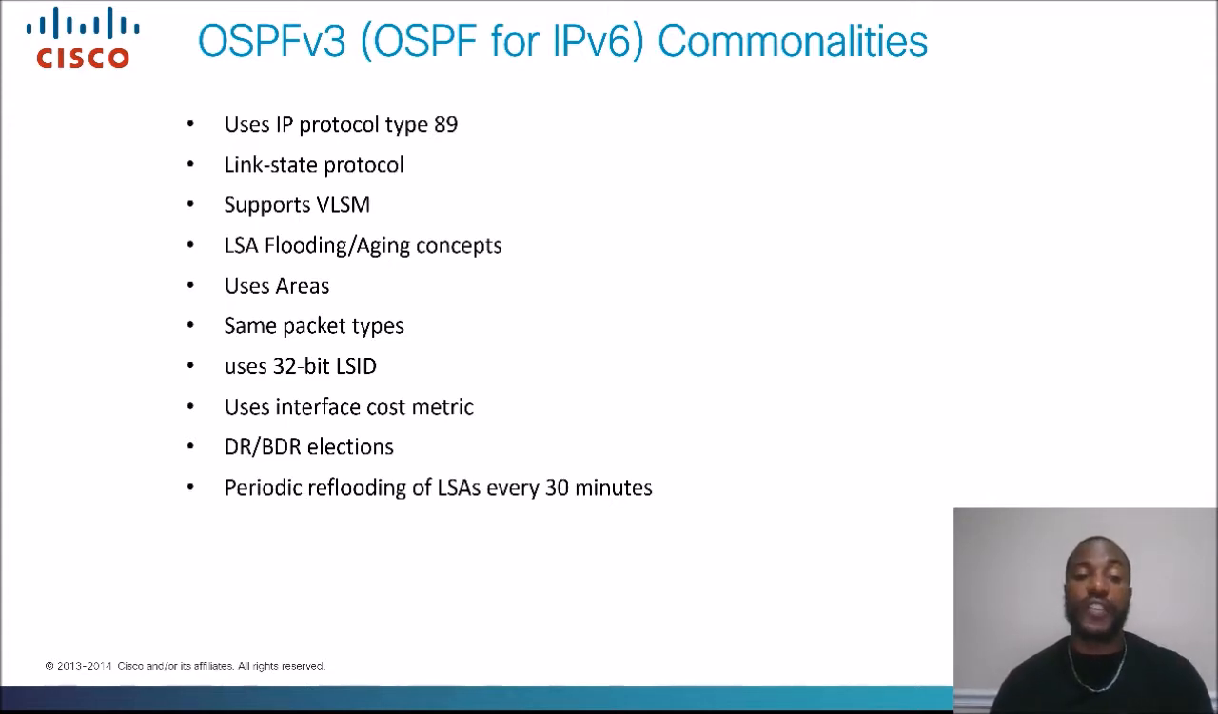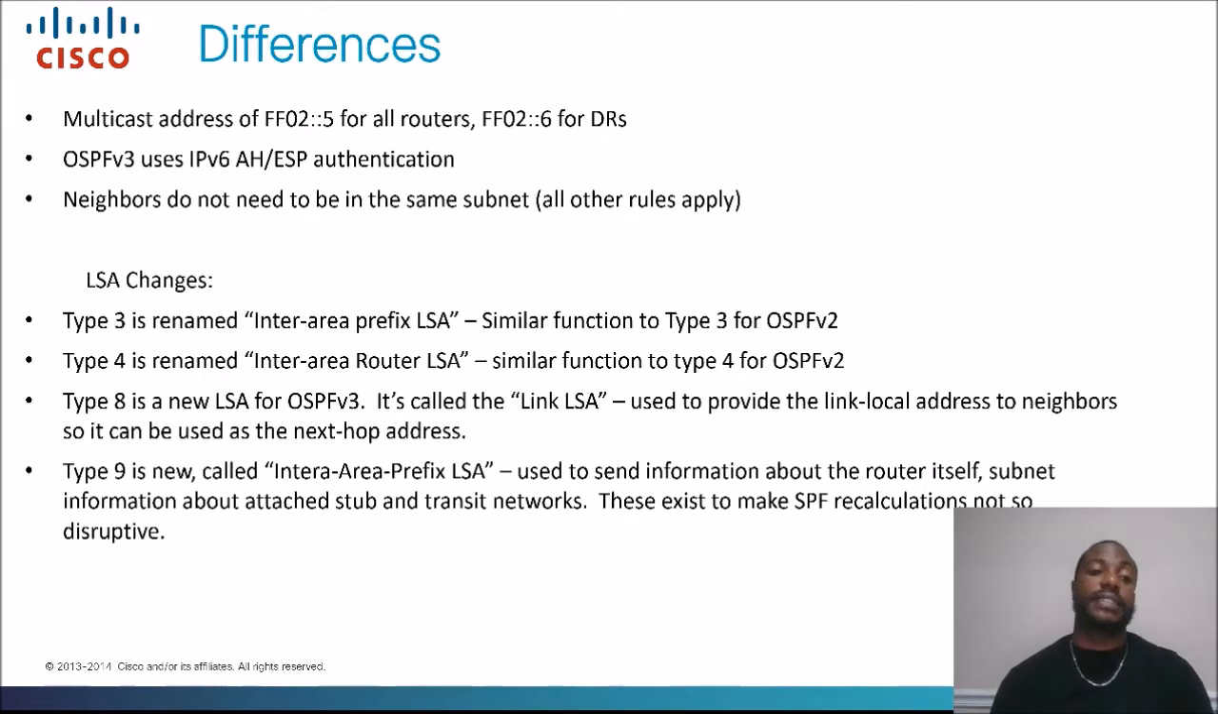It also uses interface cost metric. There's also DR and BDR elections, so that's designated router and backup designated router. Those are the routers that manage the link state database. And then periodic reflooding of LSAs every 30 minutes. Here's what's different about it. We got several differences here.